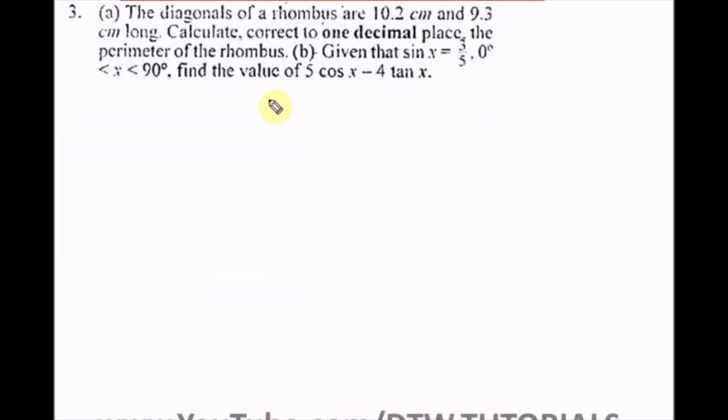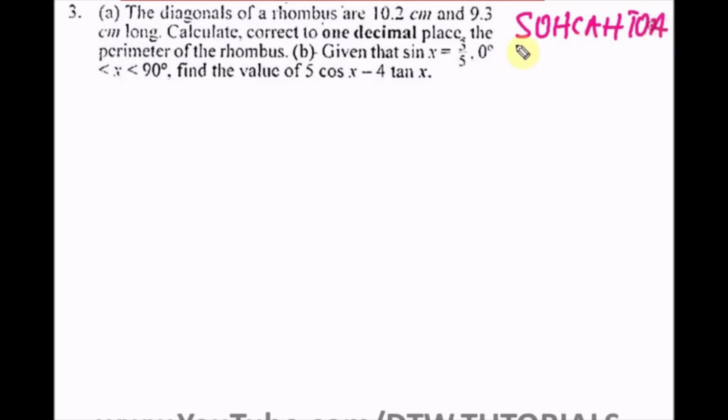Question 3b of the WASSCE 2018 mathematics theory question says, given that sine x is equal to 3/5, where 0 degree is less than x, which is less than 90 degree, find the value of 5 cos x minus 4 tan x. From here, these are trigonometry, and remember your formula, which is called what?